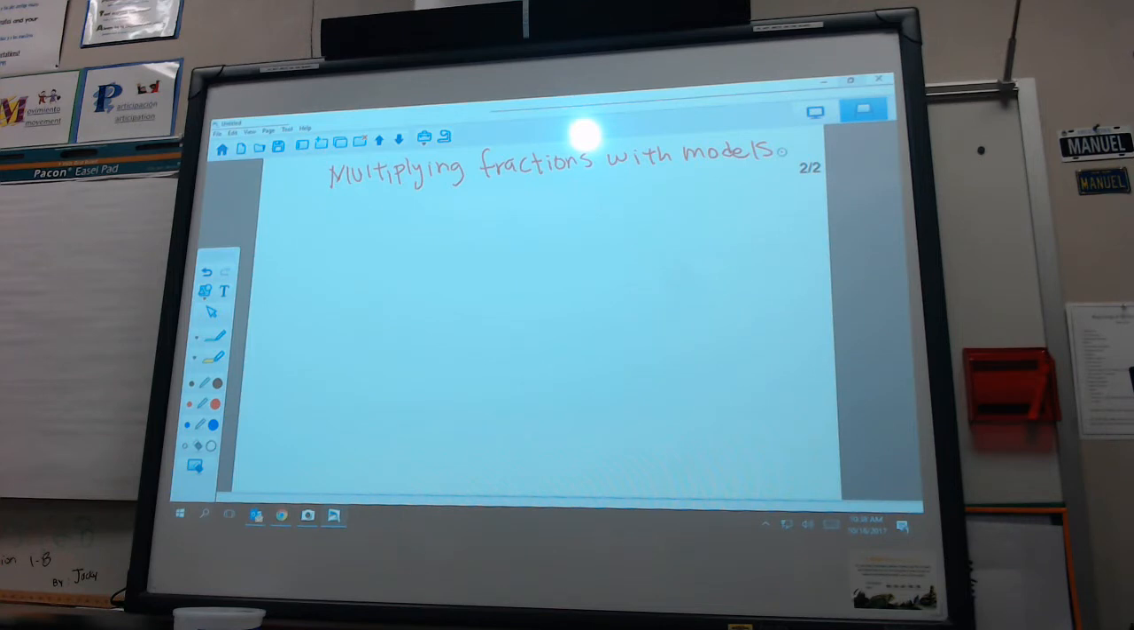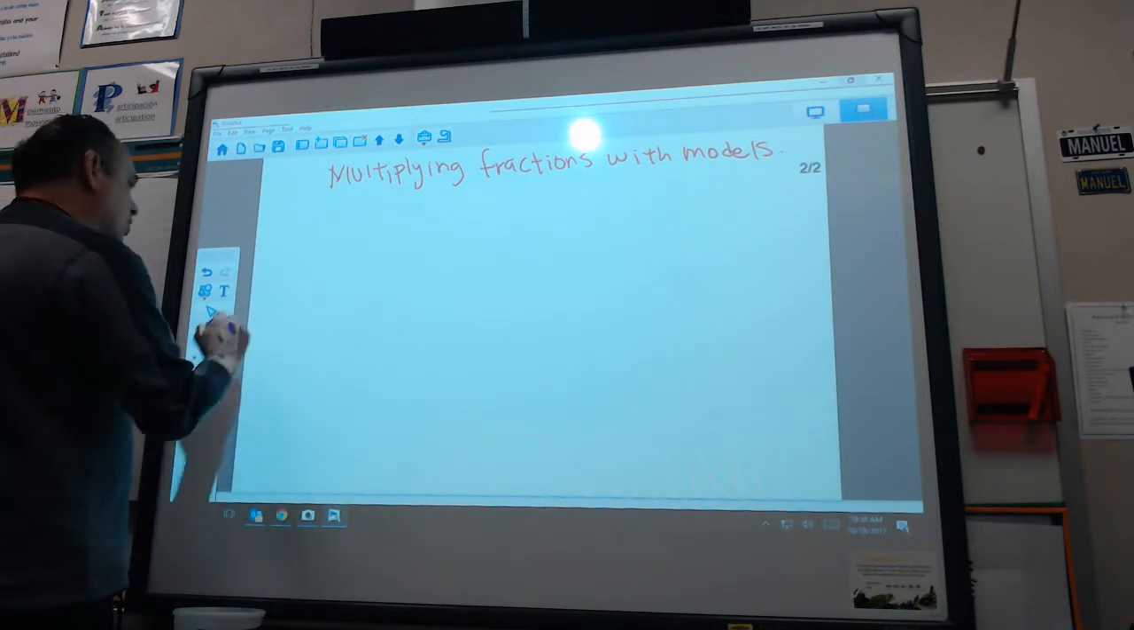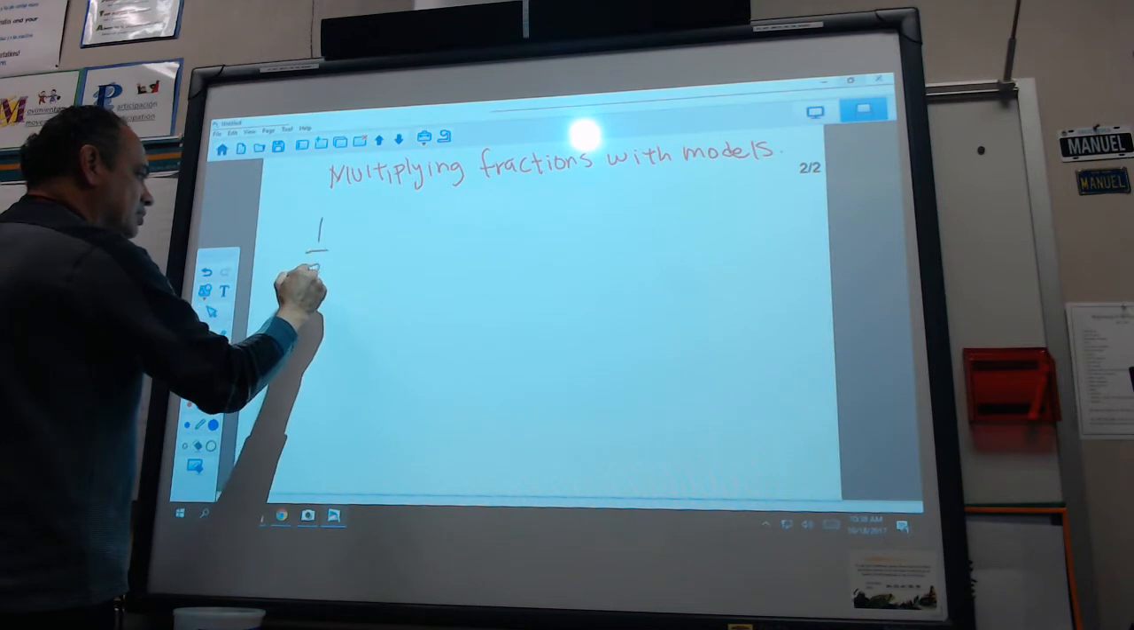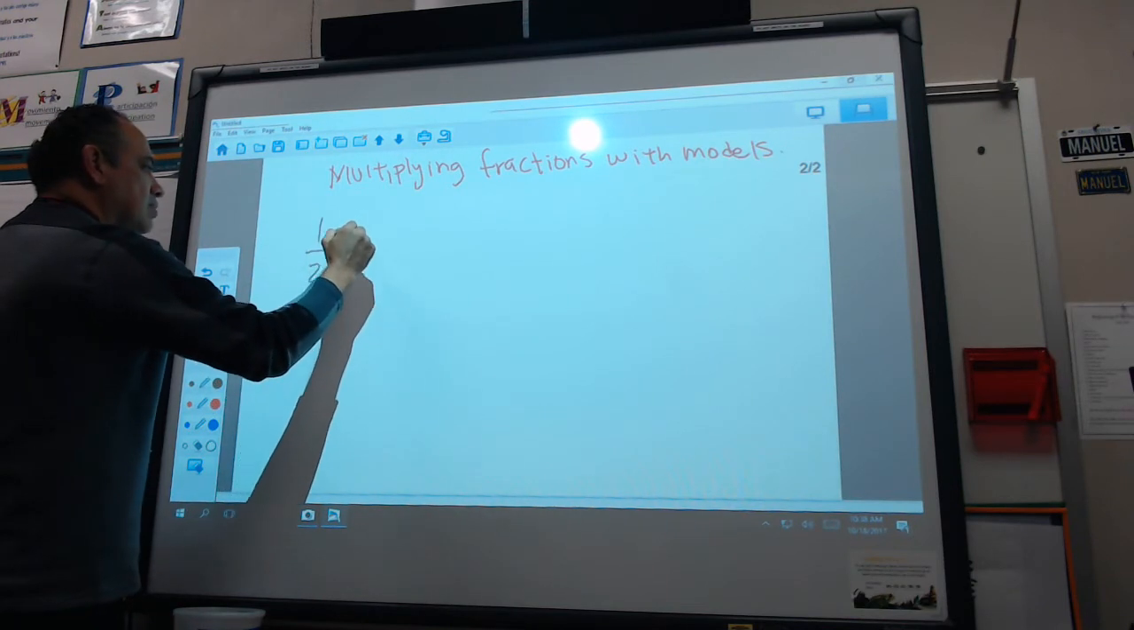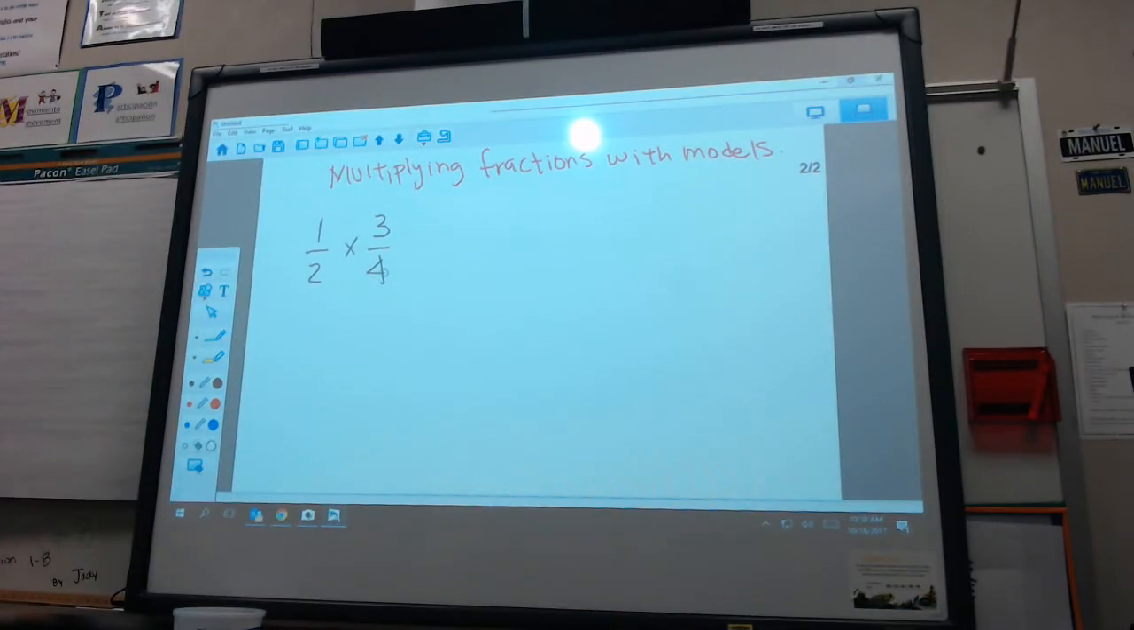What we're going to do is, the one we already know the product of, because we did it before. We're going to multiply 1/2 times 3/4. We already know how to do it, but this time we're going to do it with models. Sometimes people can draw and see a clear picture of what the process is, and that's why we're going to do that.